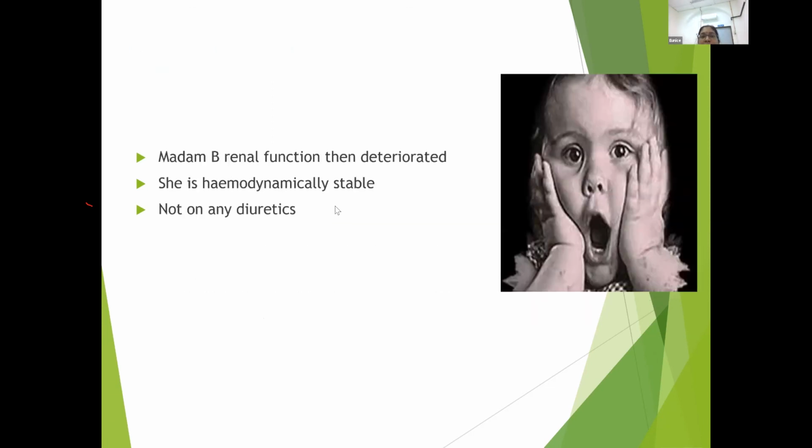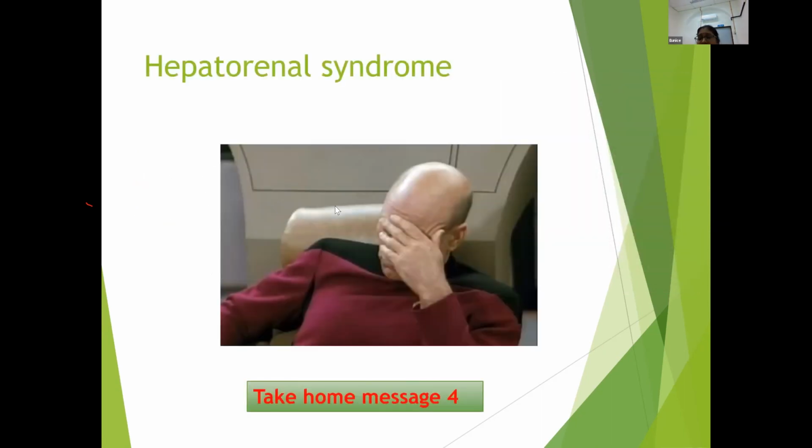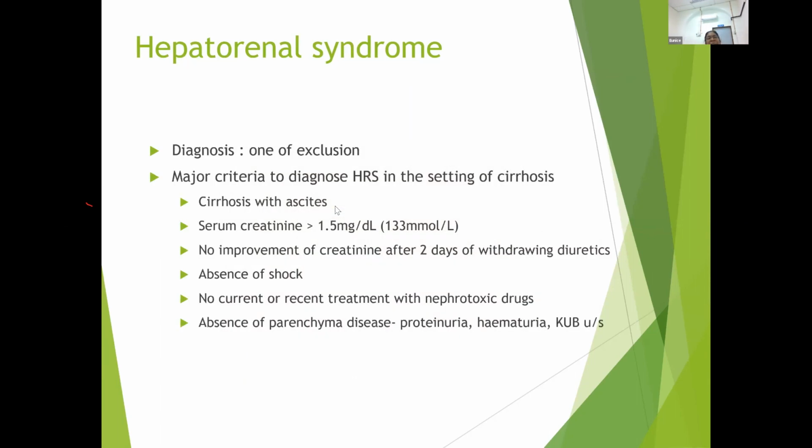So next, Madam B's renal function then deteriorated, but she's hemodynamically stable and she's not on any diuretics. What could be the next complication to occur? The hepatorenal syndrome. So how do we treat?